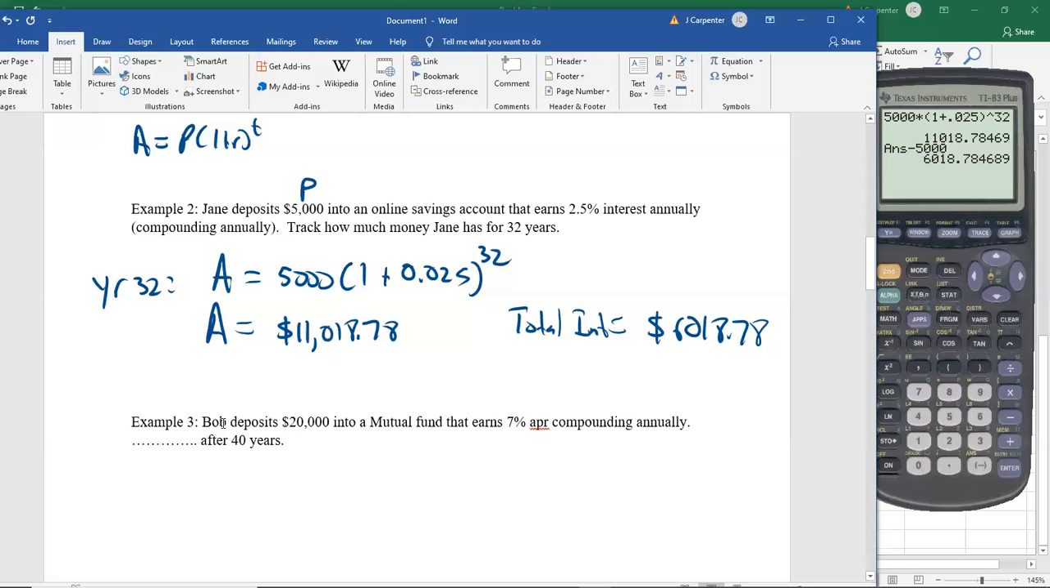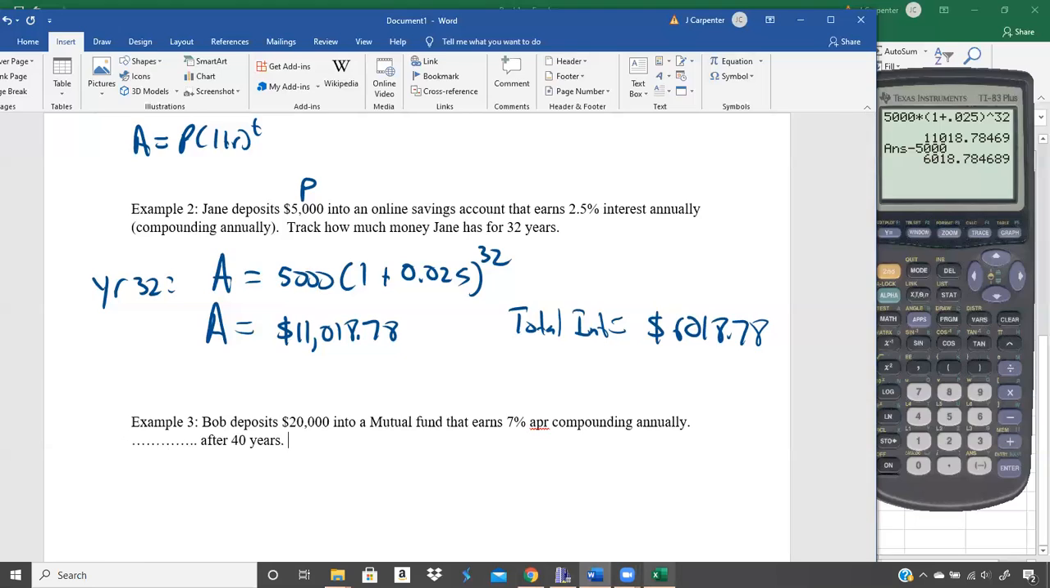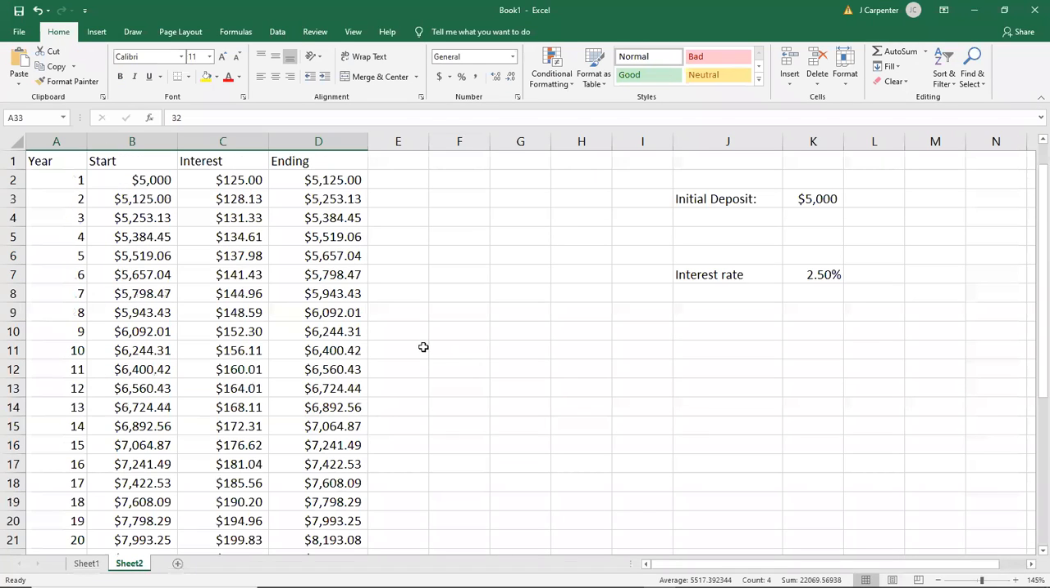All right. Again, not necessarily traditional here, but Bob puts 20 grand in his mutual fund, 7% compounding annually, track how much he has over a 40-year period, as well as show how much interest he gets. So let's go to Excel. Now here's why I did this last problem this way, where I put the deposit over here and the interest rate over here, so they're just referenced. I don't have to set up a new years column, starting and interest, ending formulas, such and such. All I gotta do is just change these two numbers, that's it.